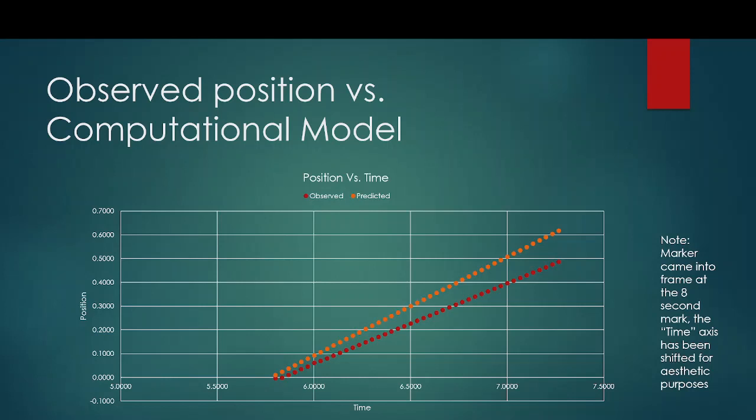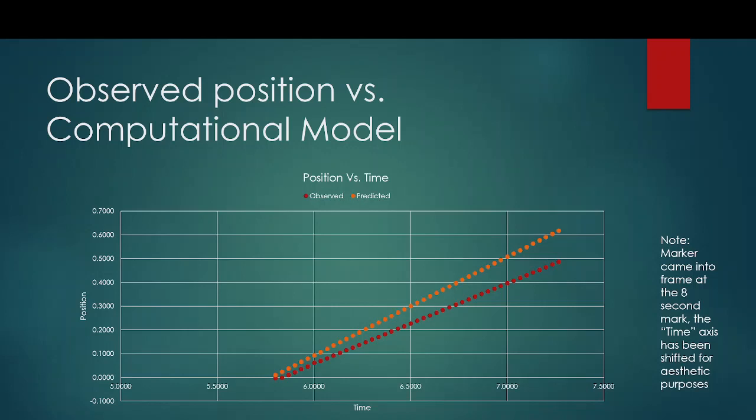So in this graph, we have the observed model through Tracker, and then the computational model through Python that I just talked about. And you can see that they are a little bit different. There is a discrepancy between the two models. As you can see, the predicted model is perfectly linear, as constant velocity should theoretically be. There is no change in the speed, so the change of position is constant. However, you could see that while it's mostly linear, it starts to flatten out a little bit in the observed model, which is why it doesn't go as far as is predicted.